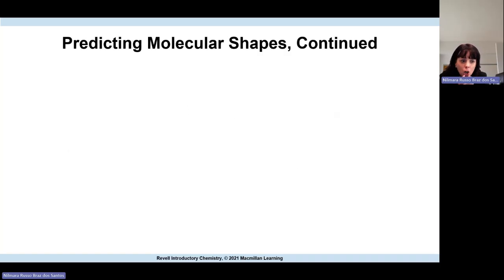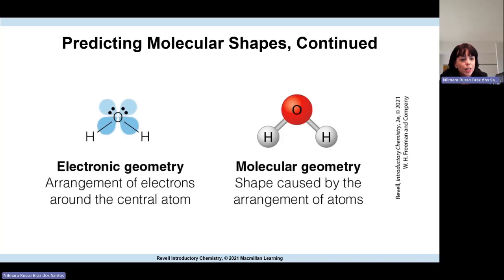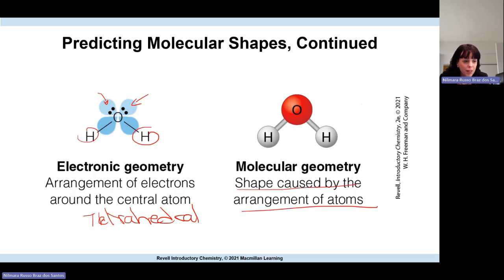So VSEPR. Let's look at electronic geometry, which takes into consideration the electron arrangement. See, I have 2 pairs of electrons and 2 atoms, and in total we have 4. So we have tetrahedral. But when you look at the molecular geometry, we don't take into consideration the non-bonding electrons. You only take the atoms, the shape caused by the arrangement of the atoms, okay? So then we have here a bent shape.